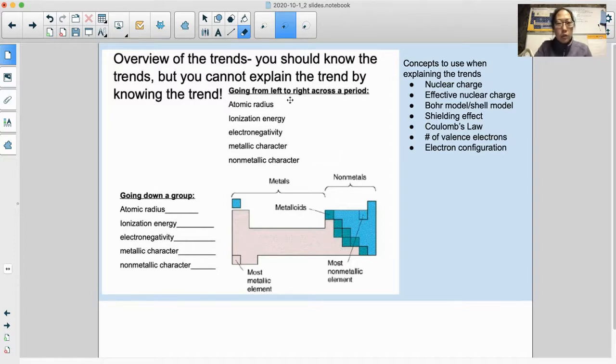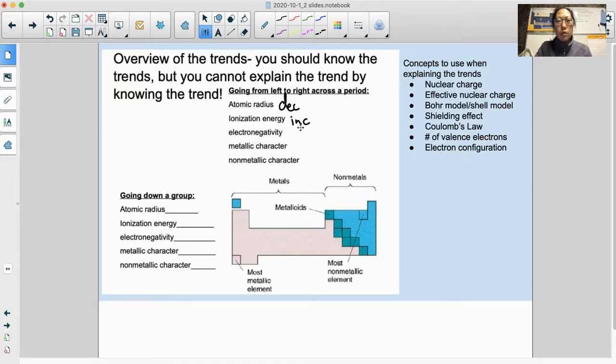Okay, so let's review the trends here. So atomic radius, from first we'll do left to right, atomic radius will decrease. Okay. Atomic radius is decreasing, those electrons are getting closer to the nucleus. Ionization energy increases due to higher attractive forces between the electrons and the nucleus.